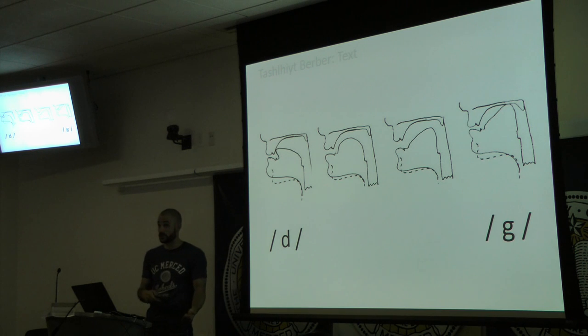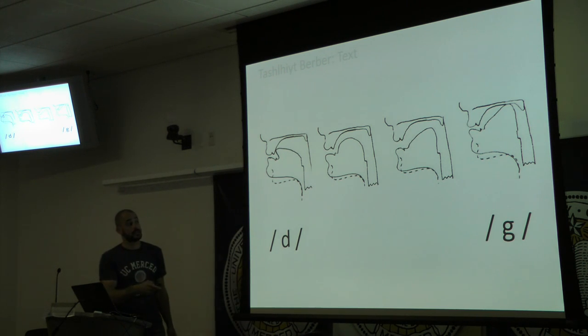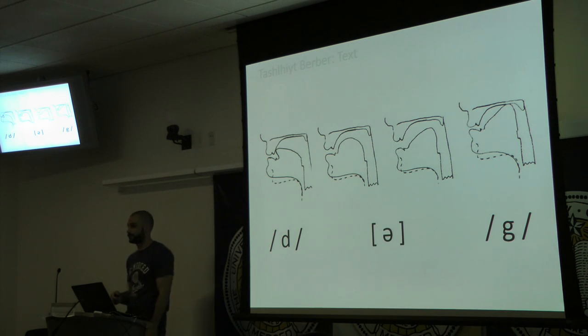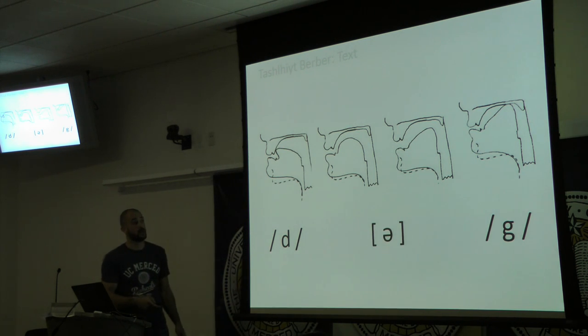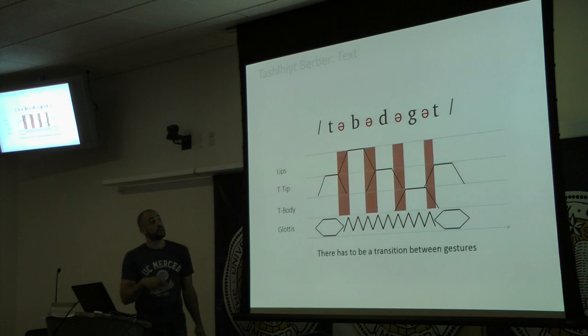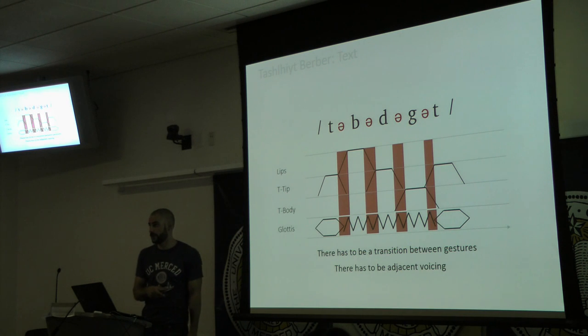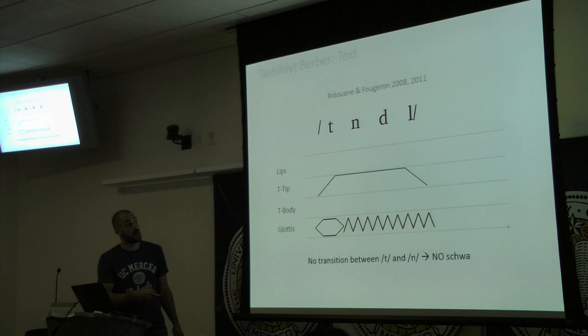So you have an open transition and voicing. And this results acoustically in a vowel-like element, right? This particular schwa element. So in order for schwa to be realized, to surface, you need an open transition between consonant constrictions, and you need accompanied voicing, right? This particular model makes two predictions, two negative predictions.